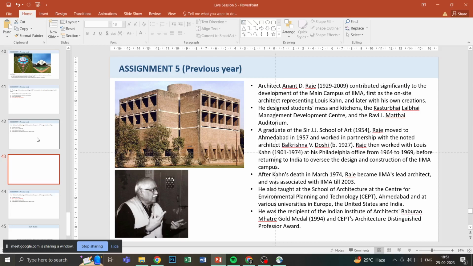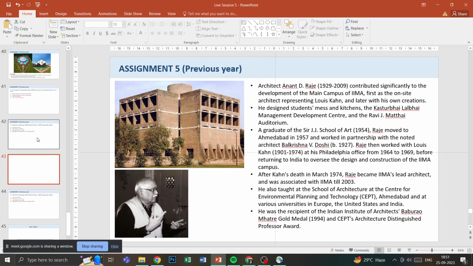He moved to Ahmedabad in 1957 and worked in partnership with B.V. Doshi, who was also his schoolmate. Raje then worked with Louis Kahn at his Philadelphia office from 64 to 69, before returning to India to oversee the design and construction of the IIM Ahmedabad campus. So Raje worked with Louis Kahn, and he was the on-site architect representing Louis Kahn for IIM Ahmedabad.